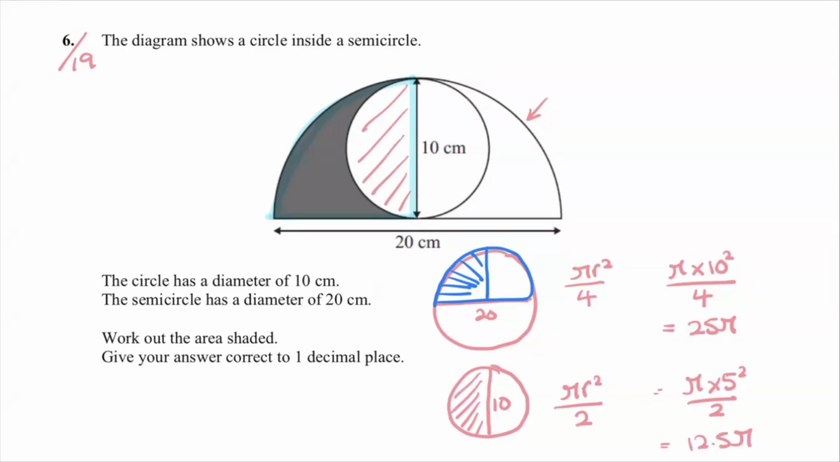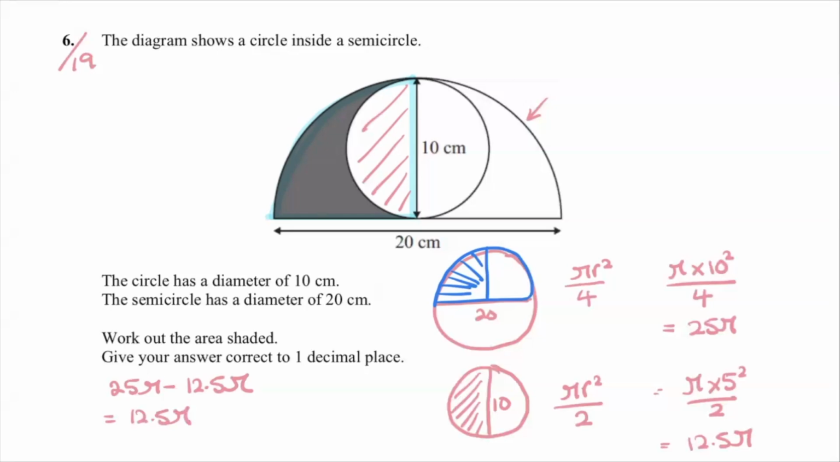Now to get the shaded region, I'm going to be taking the quarter, and it's almost like imagining you're taking this quarter and they're punching this out of it so that it's gone and you're left with this shaded area. So the last step is to take away. So we've got 25 pi, take away 12.5 pi, which is going to give us 12.5 pi.